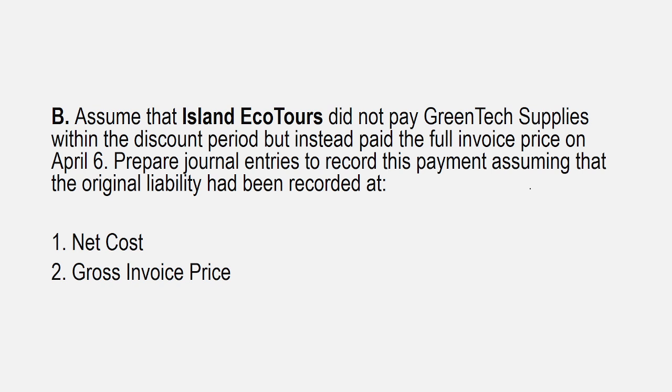Okay, let's look at two different scenarios that we want to analyze in section B together. Assume that Iceland EcoTours didn't pay Green Tech Supplies within the discount period, but instead paid the full invoice price on April 6, outside the discount period. Prepare journal entries to record this payment, assuming that the original liability had been recorded at first, net cost, and second, gross invoice price. Let's start with the net cost recording of the above economic scenario.